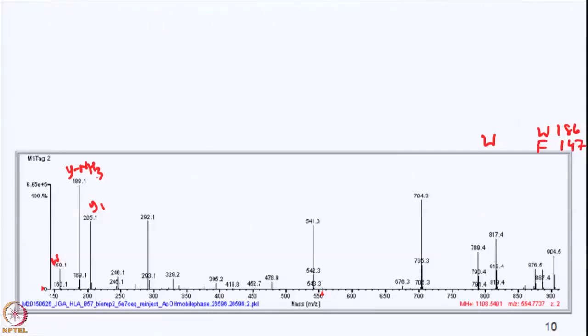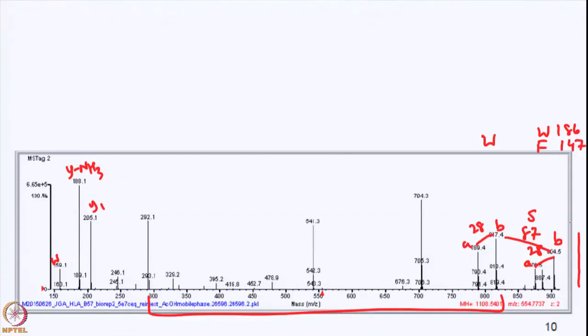Maybe 292, I guess we do have one. Then the mass difference between these is 28, and the mass difference between these is 28. So what ion type is the 904 peak? B or Y, right? B minus 28 is A. And what's the mass gap between that? 83, 87. What amino acid is 87? Serine, right?